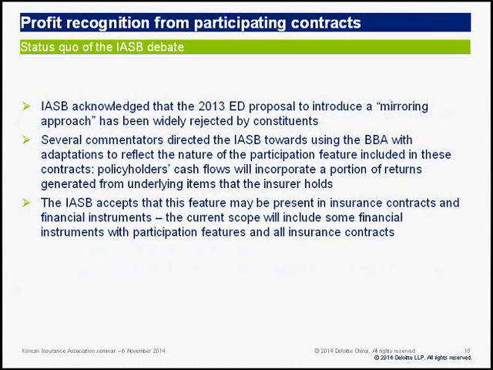The real issue here is that several commentators have directed the ISB towards using the building blocks approach, the BBA, with some adaptations to reflect the nature of the participating feature included in these contracts. And in particular, the fact that policyholders' cash flows will incorporate a portion of returns generated from underlying items that the insurer holds. The ISB accepts that this feature may be present in insurance contracts as well as financial instruments. So we're coming from a position which was validated in the exposure draft and voted last year, that this accounting model applies to insurance contracts as well as financial instruments, but only when this participation is discretionary.